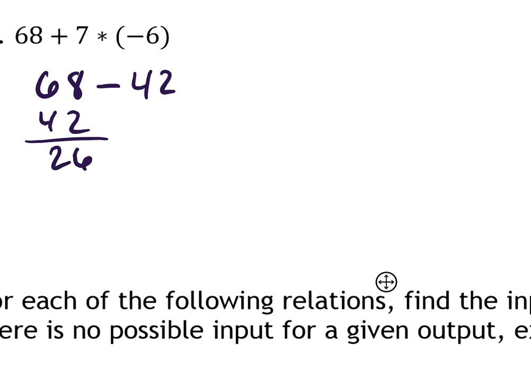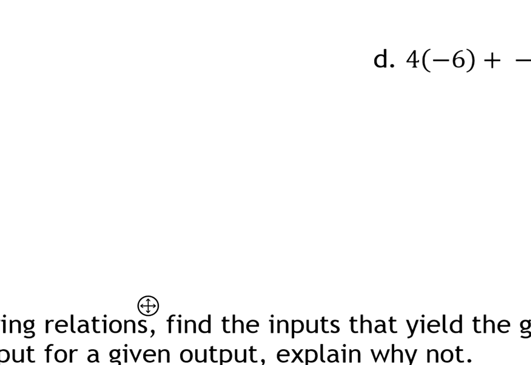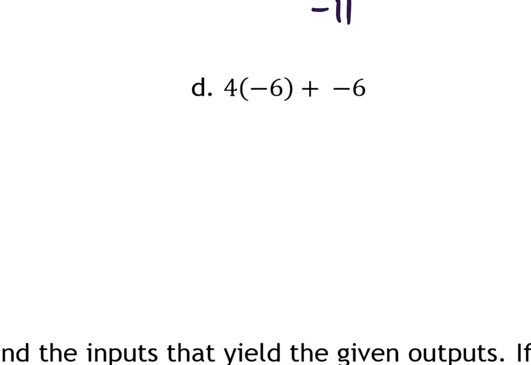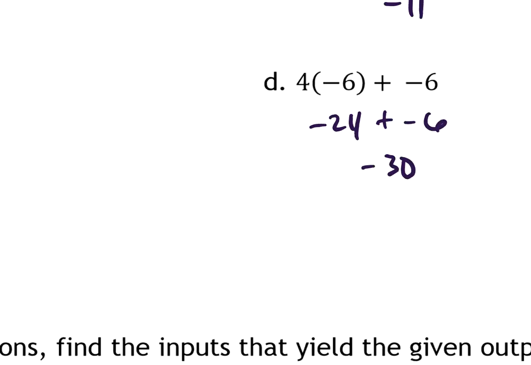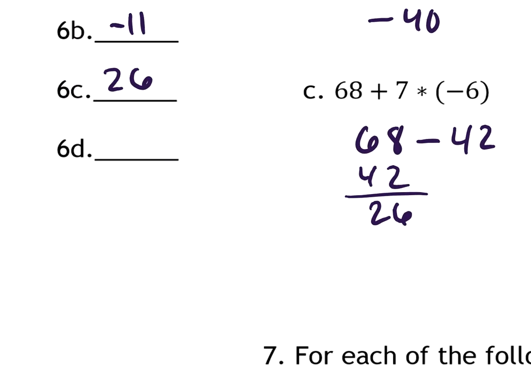And then the last problem on this group is D. D, we have 4 times negative 6, which is negative 24. Of course, multiplication comes first in terms of the order of operation. Then I'm going to add to that plus a negative 6. When I combine those two together, I get negative 30. So D was negative 30.